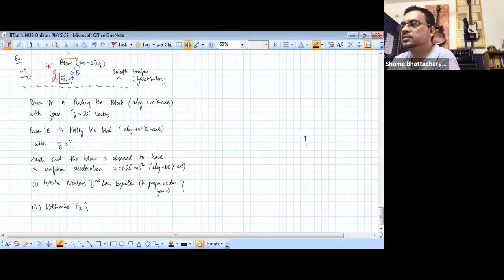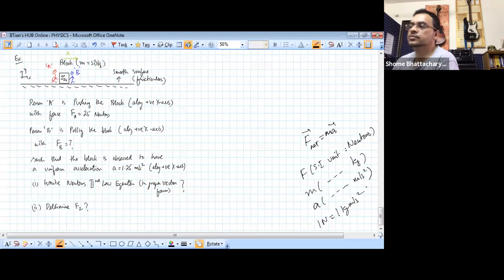Mind you that when we write this equation, net force is equal to mass into acceleration, F has an SI unit of newtons, mass an SI unit of kilograms, and acceleration an SI unit of meters per second squared. So the definition of 1 Newton is that it is 1 kilogram meter per second square. So make use of that definition.